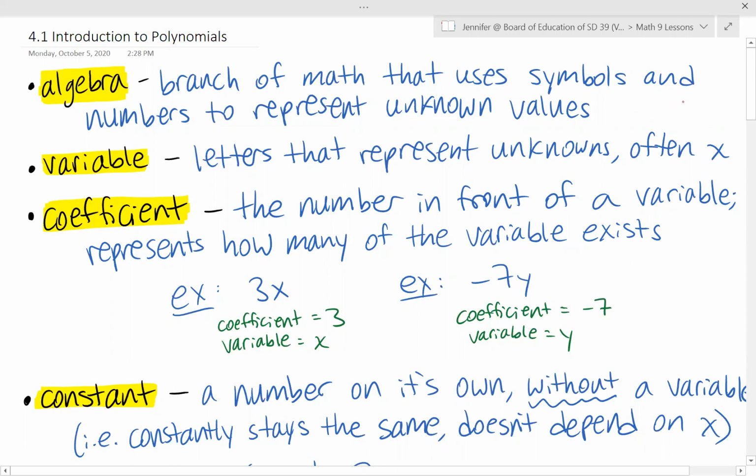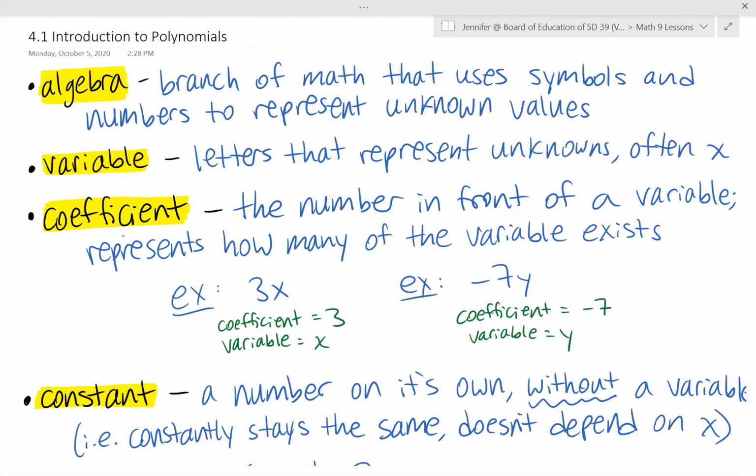That's a variable. Coefficient, we talked about this in chapter 3, and that is just a number that's in front of a variable. It represents how many of those variables exist. So for 3x, 3 is the coefficient and x is the variable. There are 3 of those x's. For negative 7y, the coefficient is the number in front, so negative 7, and the variable is y. There are negative 7 of the letter or the variable y.